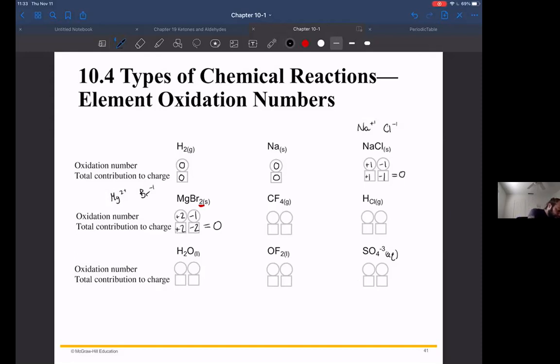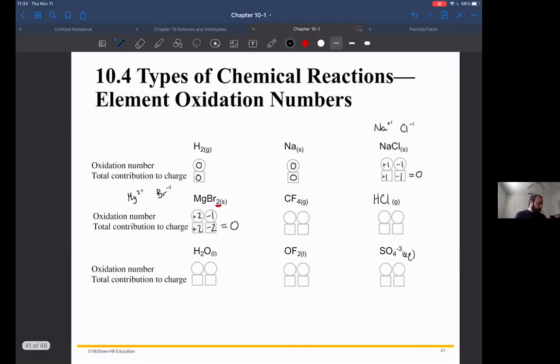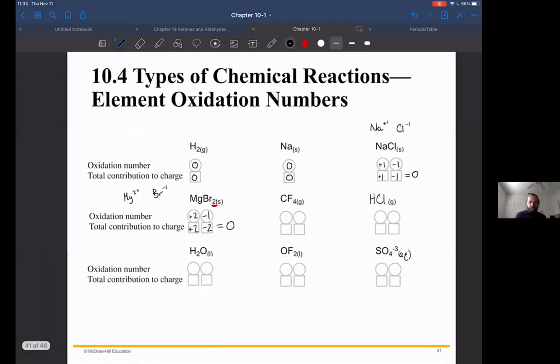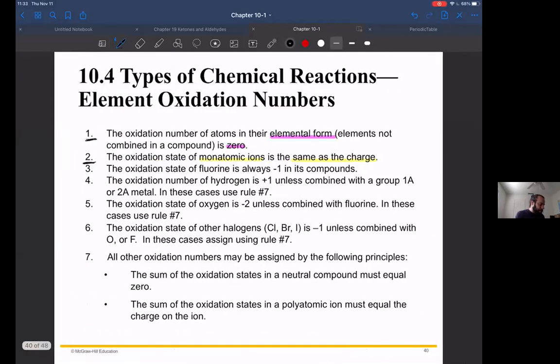See another typo here I'm going to fix real quick. Should be HCl. All right, so now we've got to move on to some of the other rules in order to assign the oxidation number of these other compounds.